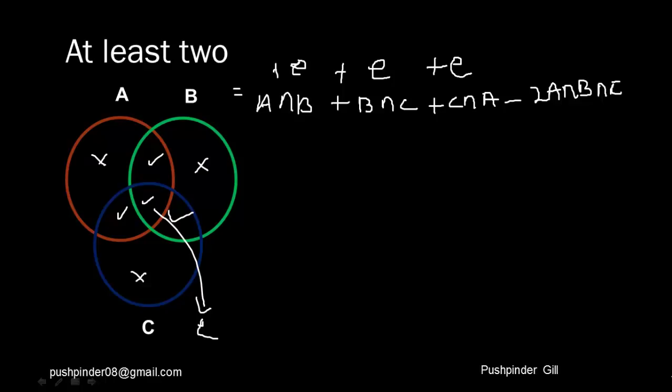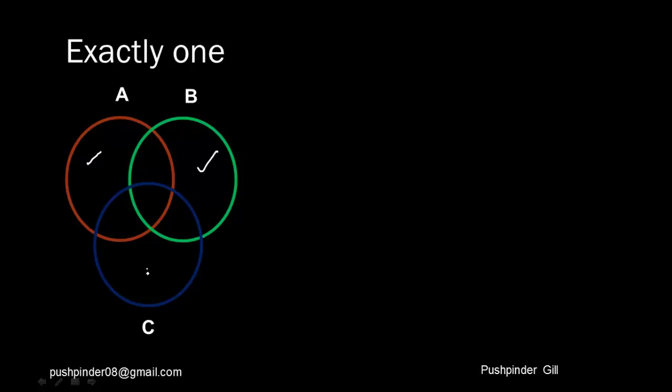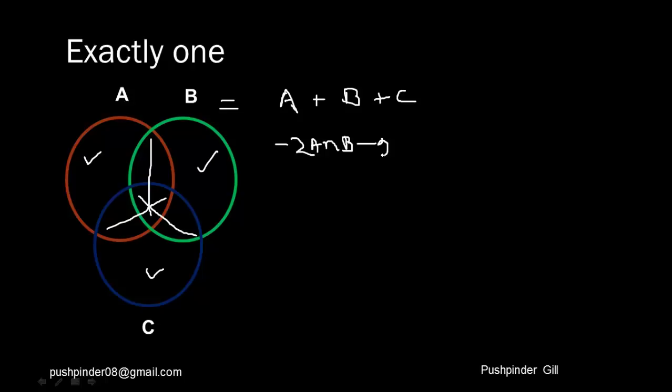Okay, now let's see how do we calculate exactly 1. So what do we need in exactly 1? We need this area, we need this area, and we need this area. So okay, I would recommend you to pause this video and start doing it on your own. Okay, all right, so let's start it. So what I do is I add A, I add B, I add C, right? So I've added A, I've added B, I've added C. So this area has been added twice, this area has been added twice, and this area has been added twice. But I don't need it even once. So what I do is, I'll remove them 2 times, right? So I have removed them 2 times, right?